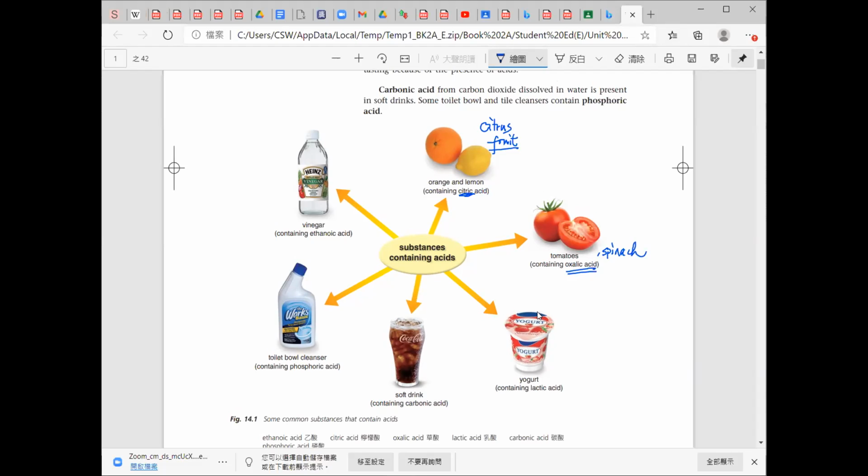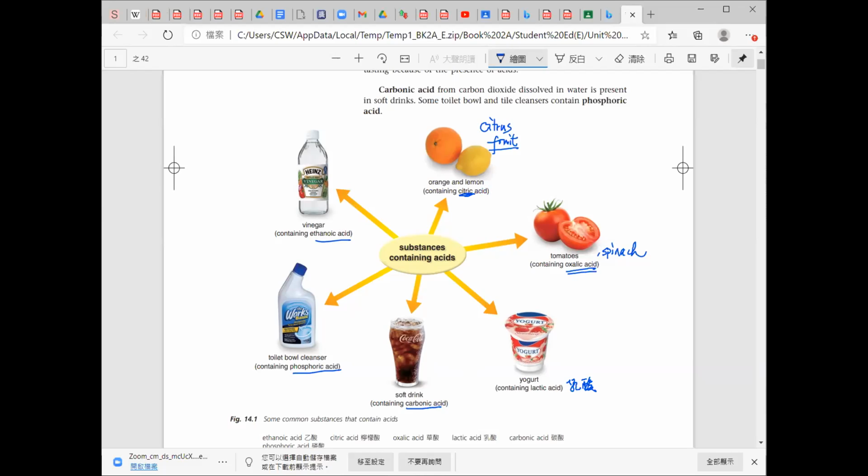Yogurt contains lactic acid. You may find that soft drinks contain carbonic acid, toilet bowl cleanser contains phosphoric acid, and vinegar, as said before, contains ethanoic acid. So to start with, I'll give you 2 minutes. Please search on the web now and try to put down the formula of those acids and put it next to the name. Do it now. I give you 2 minutes. Please try to find those.